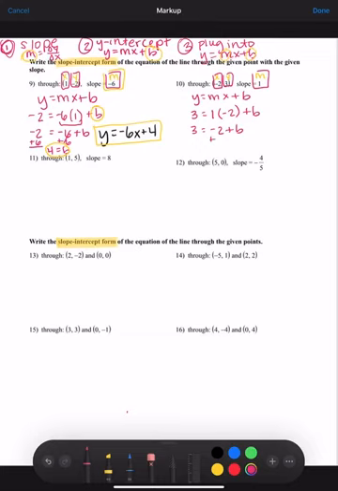I get the b by itself by adding this 2 on both sides, and I'm left with 5 equals b. I have m, I have b, I just plug them straight in. y equals mx plus b. And a more simplified way to write this is y equals x plus 5, because 1x is the same thing as just x.